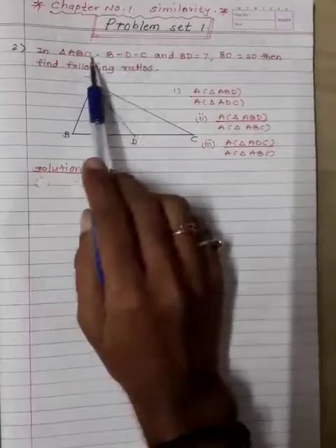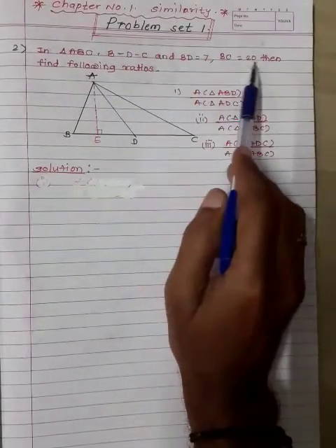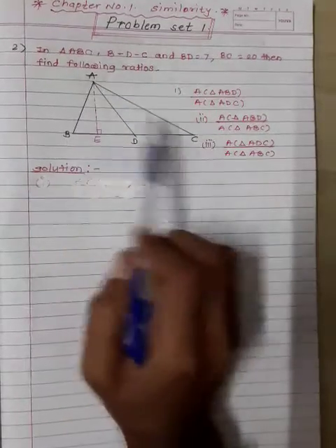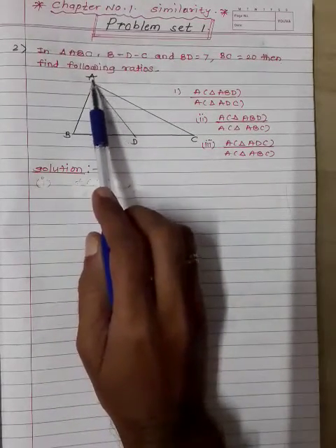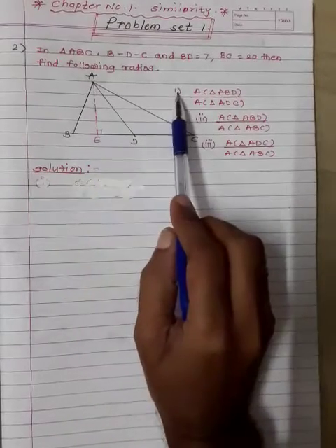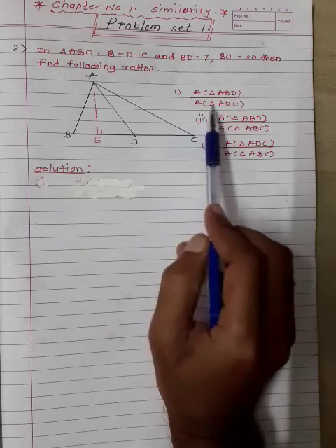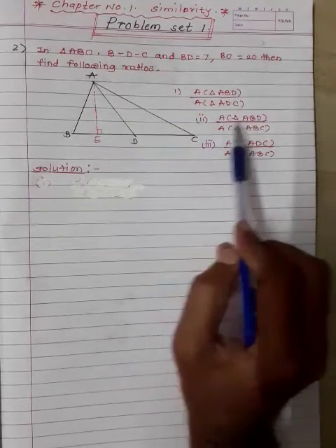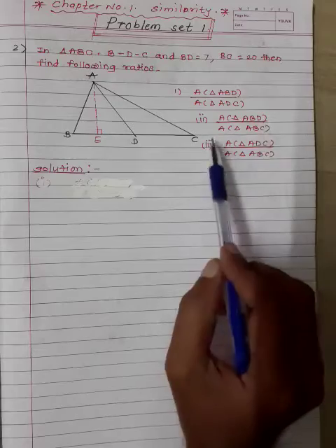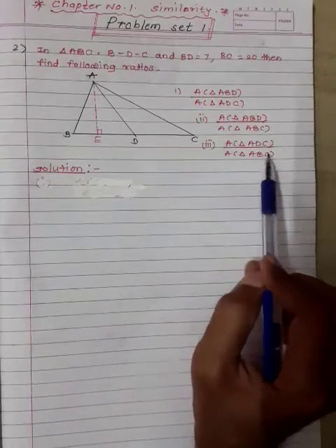In a triangle ABC, D lies between B and C, and BD is equal to 7, BC is equal to 20. Then find the following ratios. First, area of triangle ABD upon area of triangle ADC. Second, area of triangle ABD upon area of triangle ABC. Third, area of triangle ADC upon area of triangle ABC.